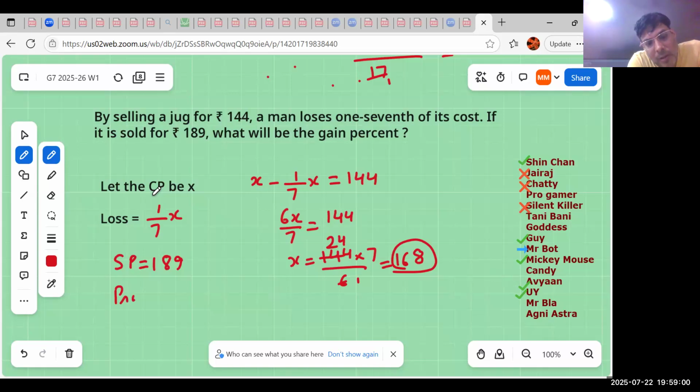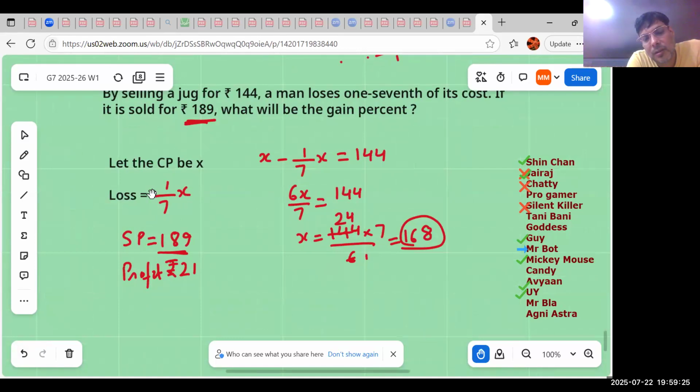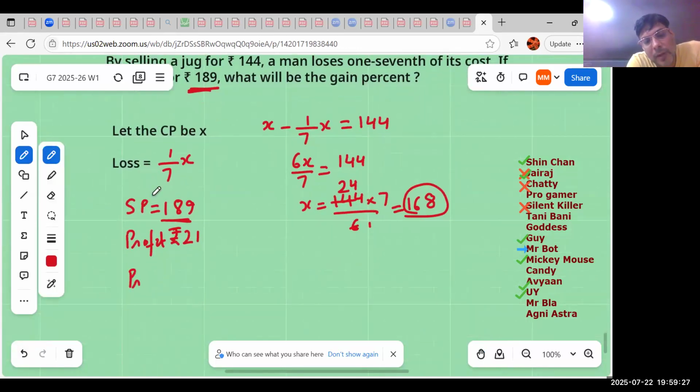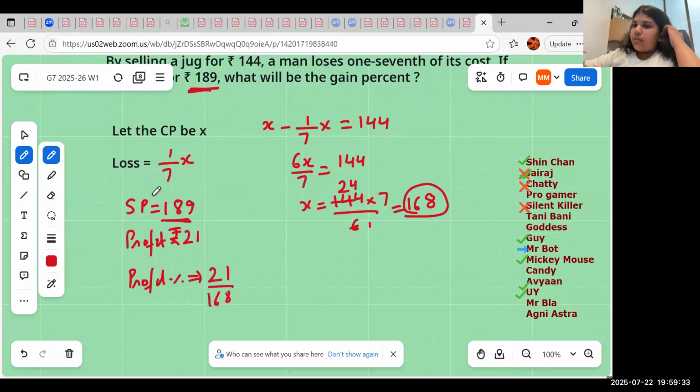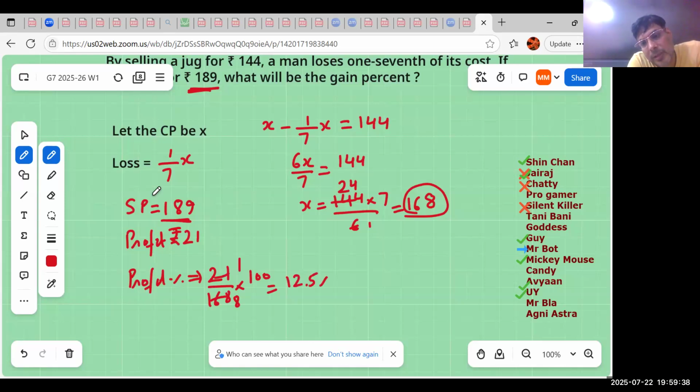So my profit will be what? 19 rupees. No beta, 189 minus 144? No, in the second line it is written that if it is sold for 189, then the selling price is 189. So 189 minus 168 is 21 rupees only. Profit percent will be what? 21 upon 168 into 100. So this will be 100 upon 8, that is 12.5%.